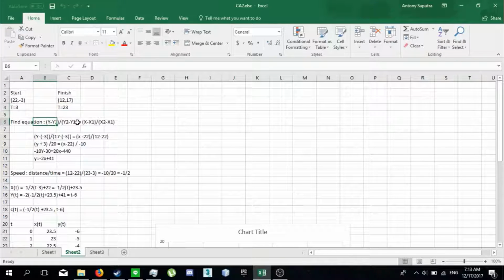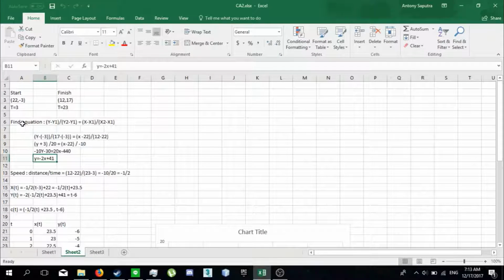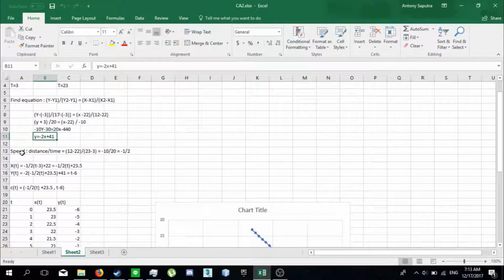Now the first thing to do is to find the equation. The formula that I use is y minus y1 over y2 minus y1, and the same with x minus x1 divided by x2 minus x1. Just plug in the numbers and you get the equation y equals minus 2x plus 41. Next, after you get the equation of the line, you can get the speed.